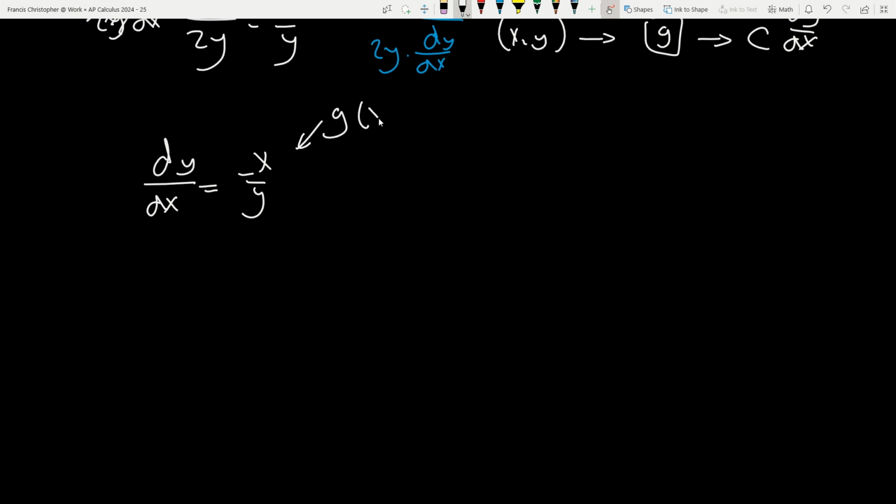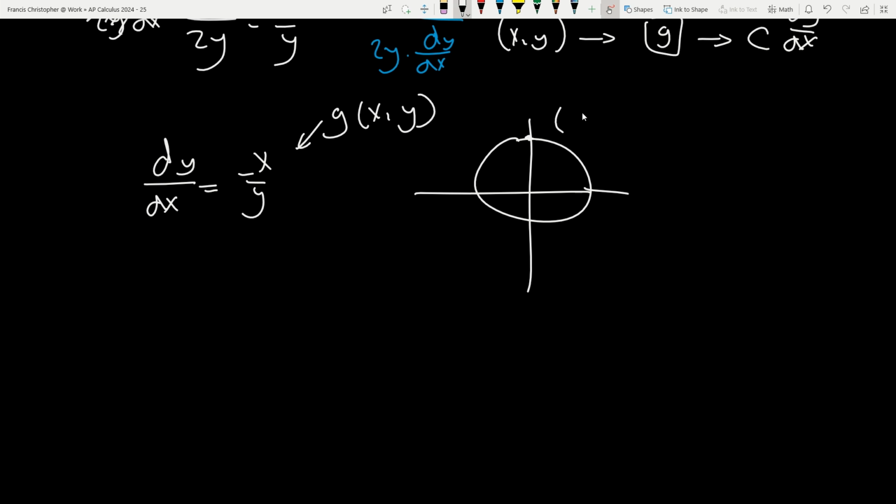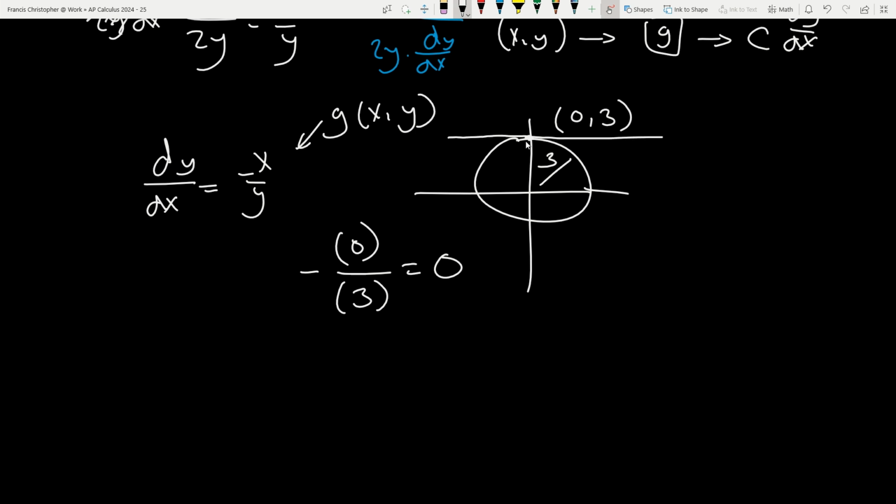And this is a function of 2 variables, so we have to plug in a point. Let's go to our circle. So let's say we plug in this point, which is 0, 3, which lies on our circle of radius 3. So our slope is going to be negative, what's our x coordinate? 0. Our y coordinate is 3. I'm literally just plugging in these values. And this is 0. And this makes sense because this tangent line is completely horizontal at this point. And the same thing for over here, because x will be 0.